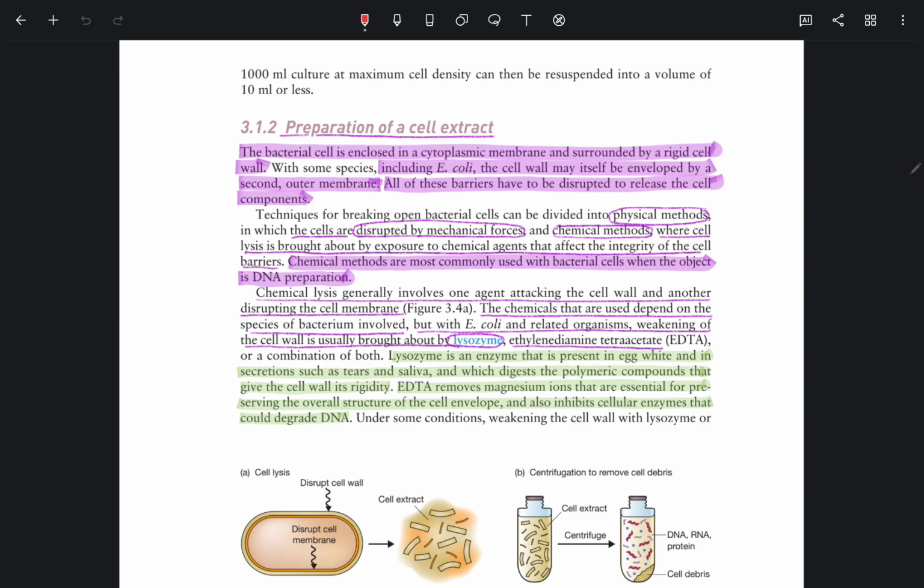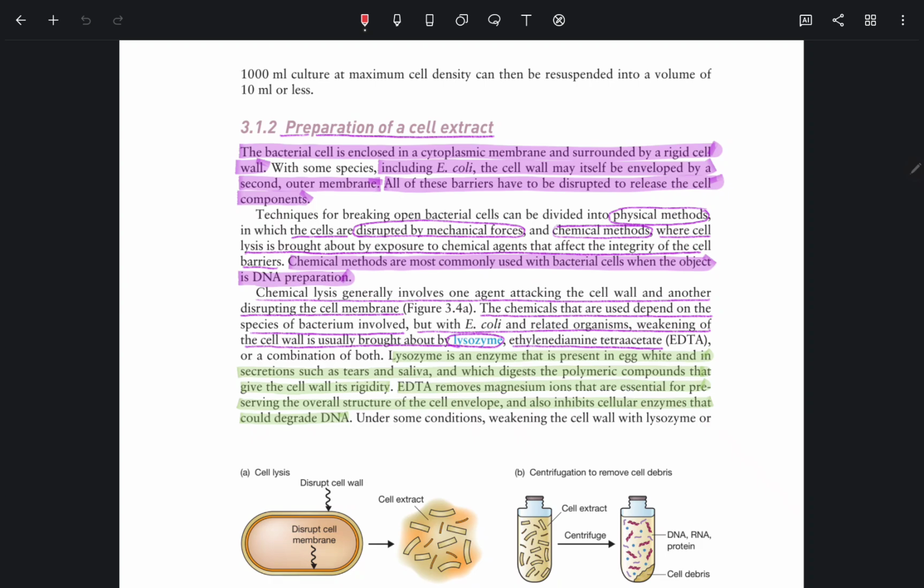Techniques for breaking open bacterial cells can be divided into physical methods, in which the cells are disrupted by mechanical forces, and chemical methods, where cell lysis is brought about by exposure to chemical agents that affect the integrity of the cell barriers. Chemical methods are most commonly used with bacterial cells when the object is DNA preparation.